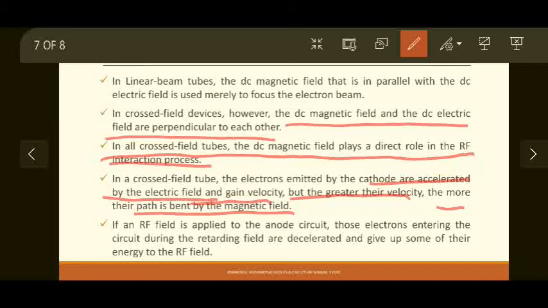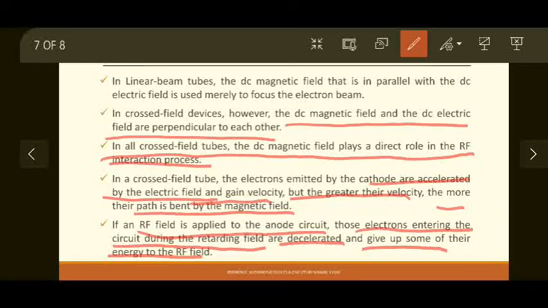So what are we doing? If they are gaining velocity, an RF field is applied to the anode circuit. Those electrons entering the circuit during the retarding, that is decelerating, field are decelerated. That means they slow down and give up their energy to the RF field.